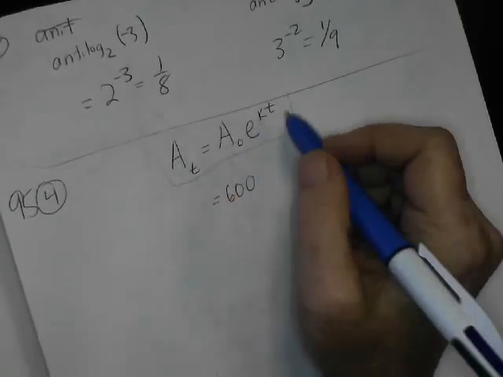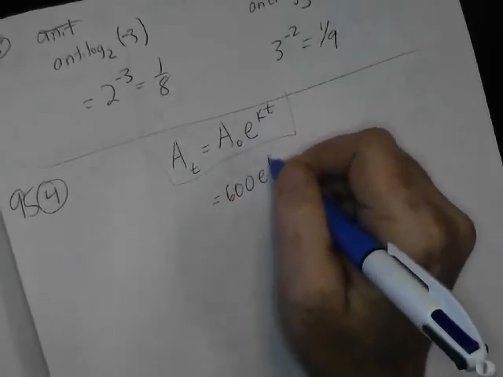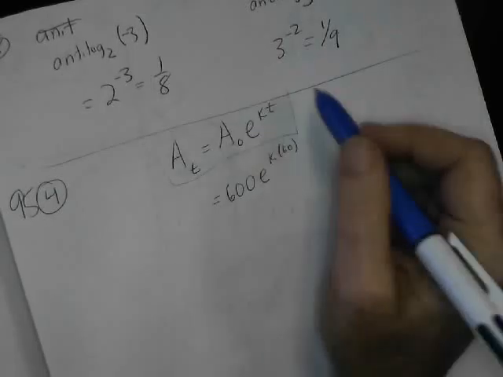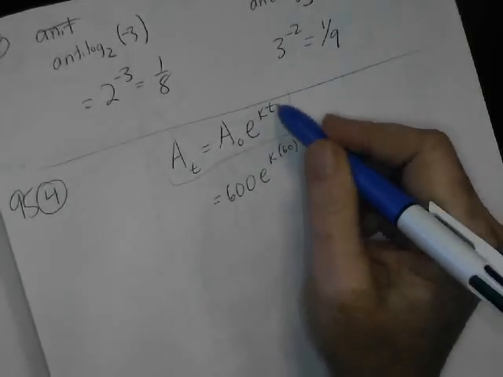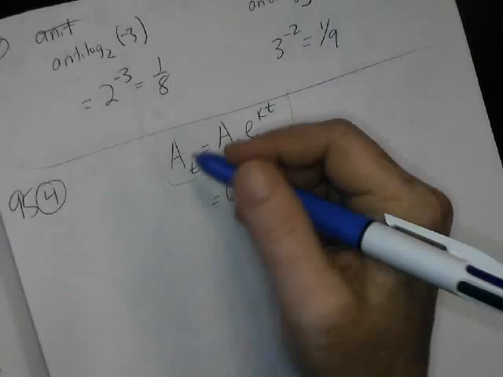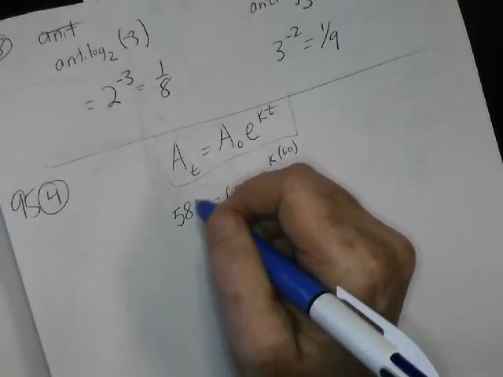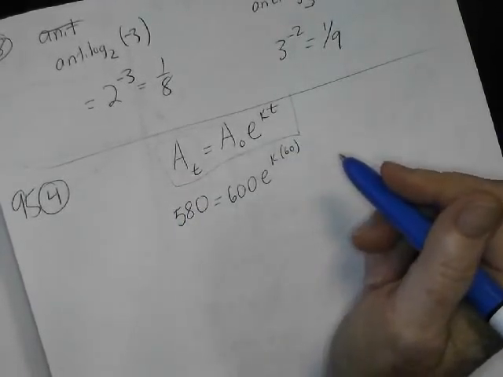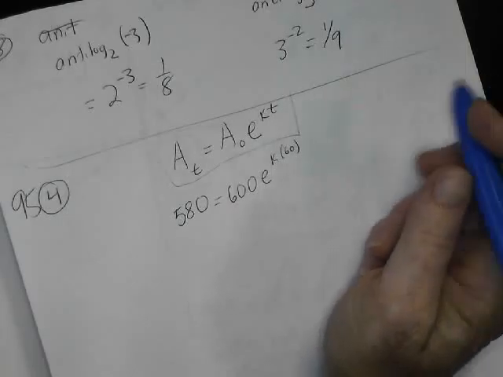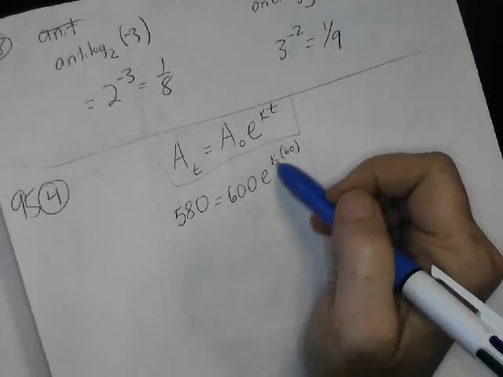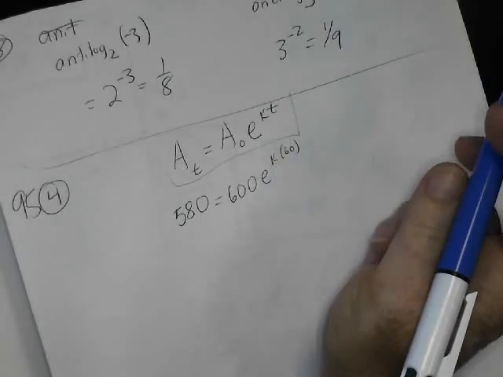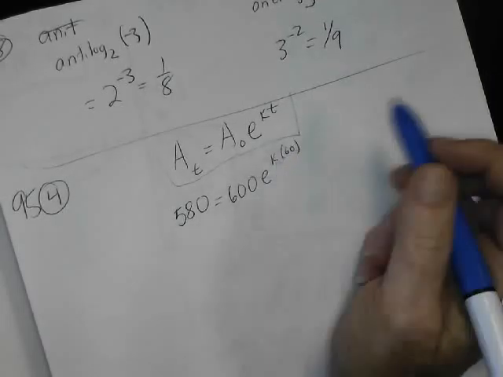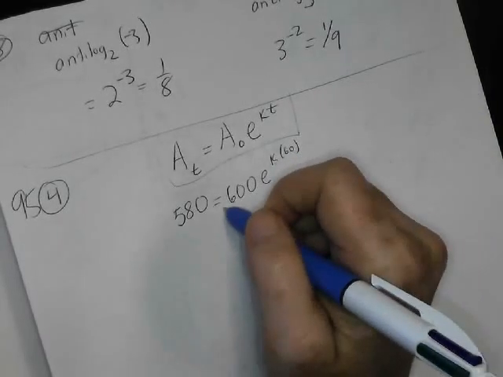After 60 minutes, they had decreased in number to only 580. So I'm putting in 60 for T, and then this is how much was left, 580. And then it wants to know what was the half-life of the creatures. Before I can really answer that, I need to know what K is, so let's go ahead and find K.